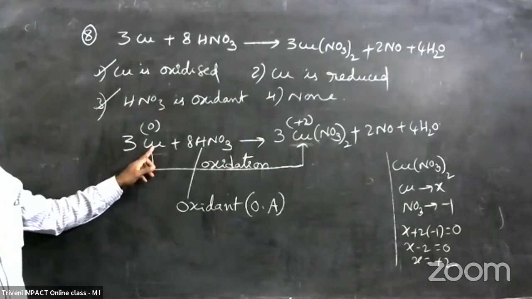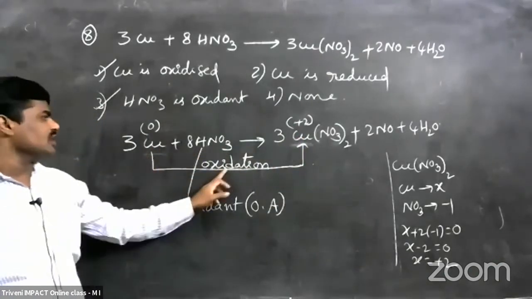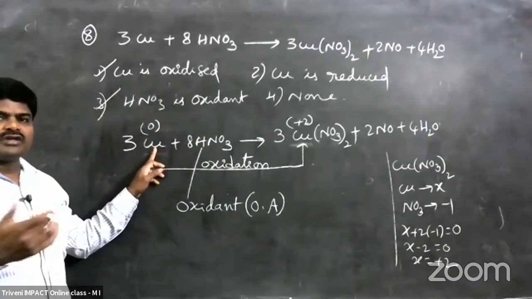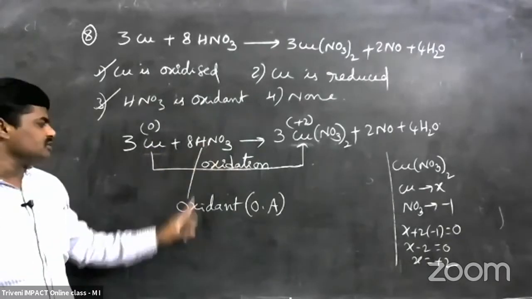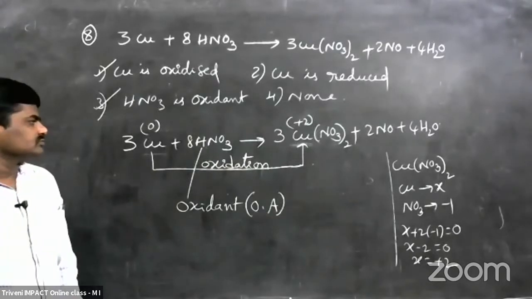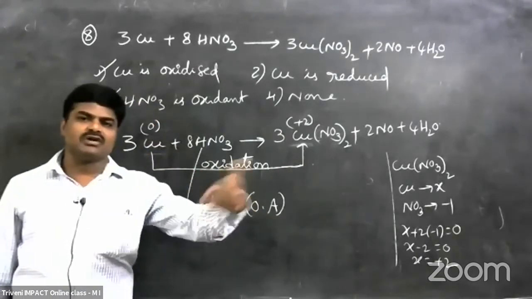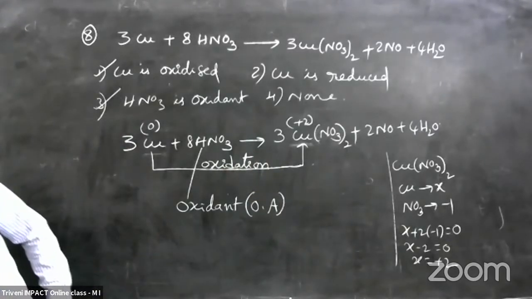Simple. Cu oxidation number increases from 0 to plus 2, so Cu undergoes oxidation. By reacting with which one does it undergo oxidation? By reacting with HNO3, so HNO3 is the oxidizing agent. Oxidizing agent is nothing but oxidant. All of you note down. So 1 and 3 are the correct answers.